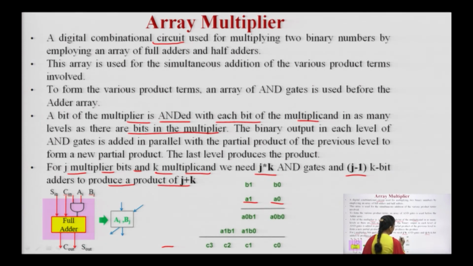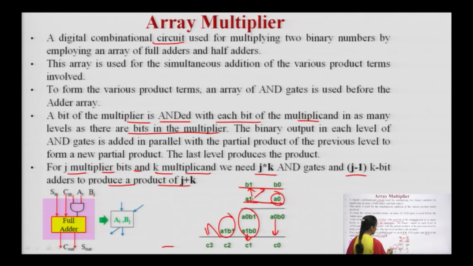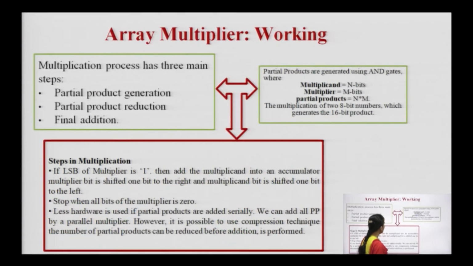Here I have taken 2 bits B1 B0 multiplied with 2 bits A1 A0. Initially A0 is multiplied with B0, B1. Then A1 is multiplied with all the multiplier bits, it gets A1 B0 and A1 B1. Then they are being summed. This forms C0, this sum generates the C1 bit. This is my C2, and if I get any carry, it is forwarded to C3. So, 2 into 2 bits, maximum sum I will be getting. This is the working of the array multiplier.